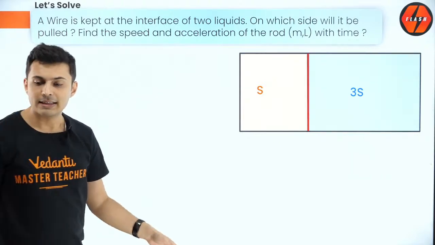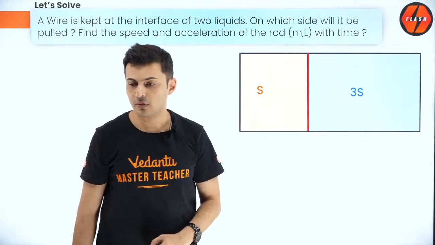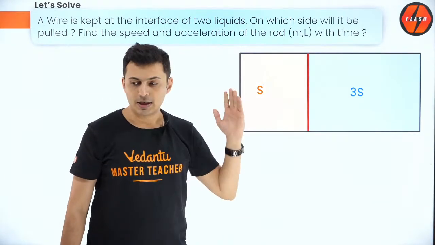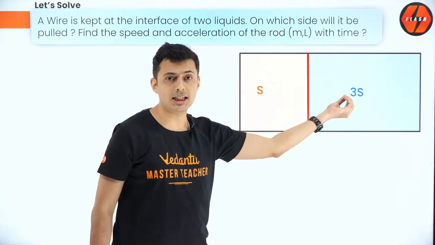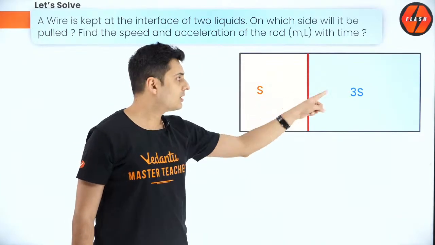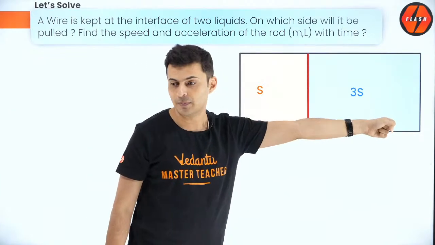Yes, very good, Uncharted. Very good. Yes, it will be pulled towards the right side. Why? Because this liquid has more surface tension than this liquid. So this liquid has more tendency to pull.